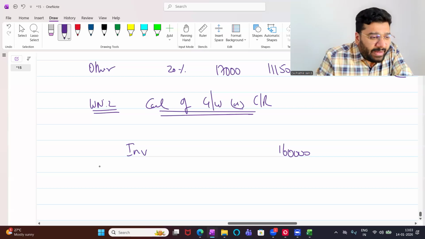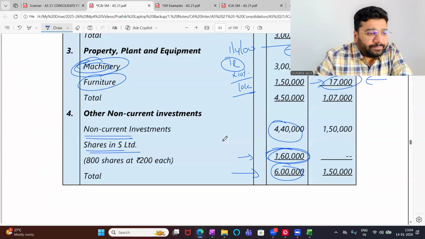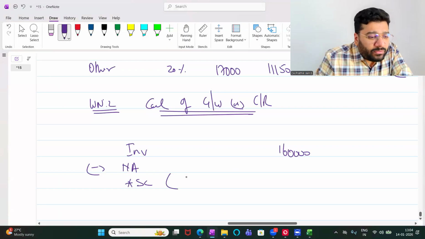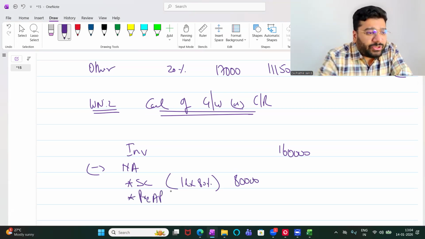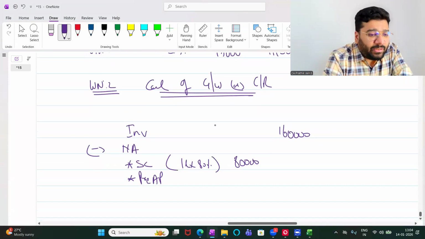On the date of acquisition, minus net assets on the date of acquisition comprising share capital. Share capital, how much? 1 lakh is the total share capital. In that we hold 80%. So 80% of 1 lakh is how much? 80,000. And pre-acquisition profit pertaining to 80% is how much? 68,000. Very good.